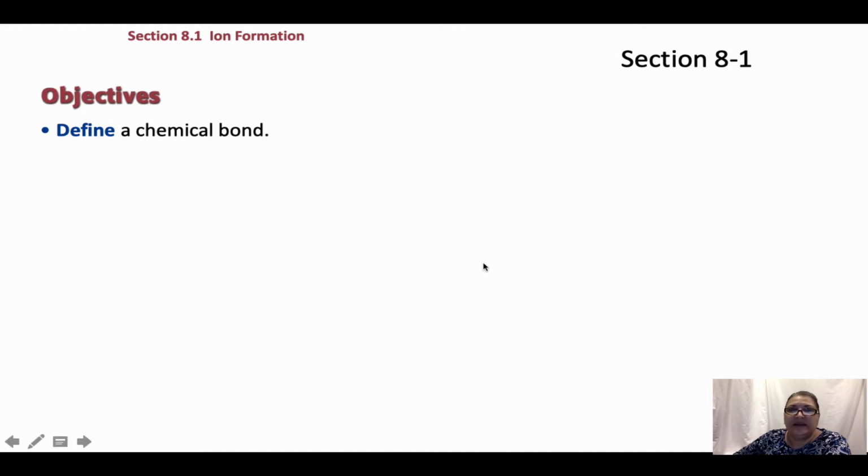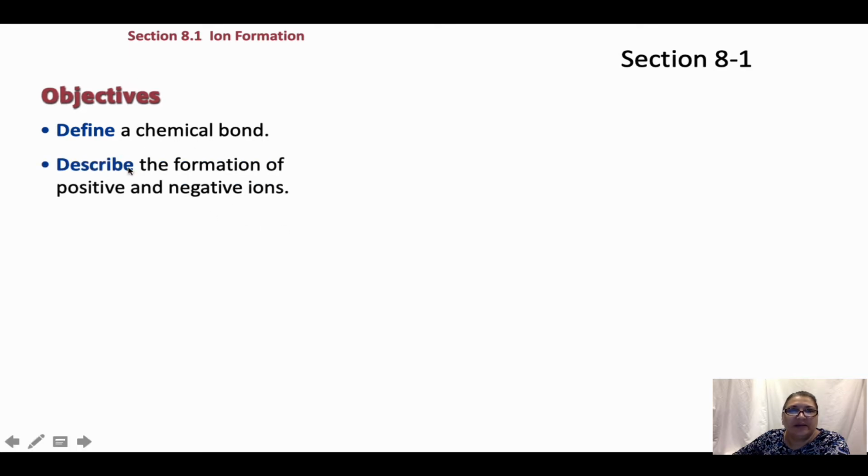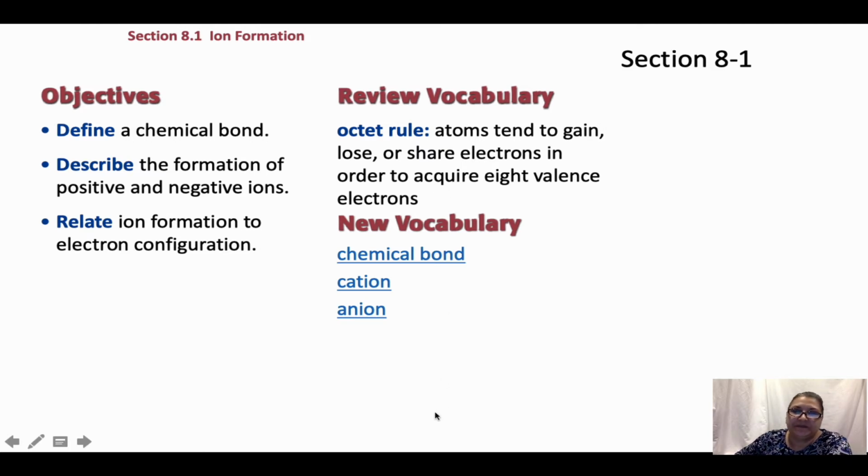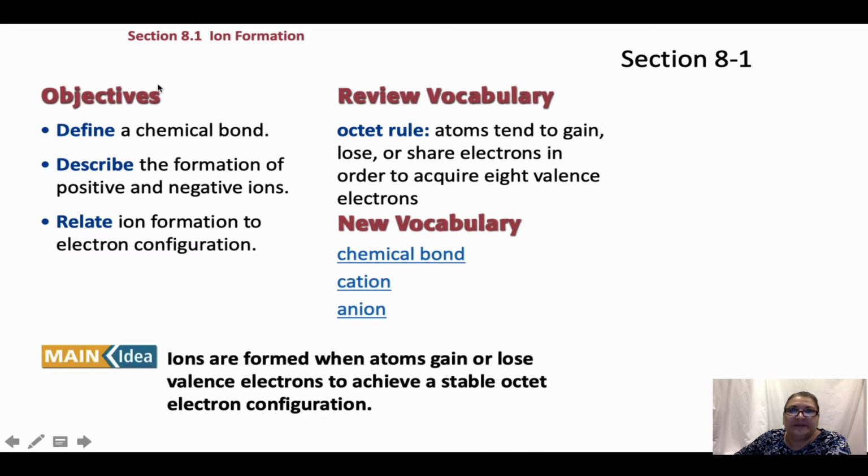Hello everyone. Today we're going to go over the formation of ionic compounds. So, formation of a chemical bond between positive and negative ions. And terms to review are the octet rule, which is the gain and loss of electrons to have 8 on the outer shell. So we either gain, lose, or share electrons to get to 8. In this section, it's gain or lose.